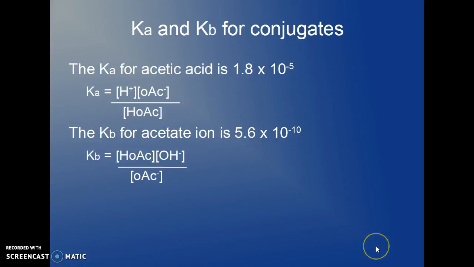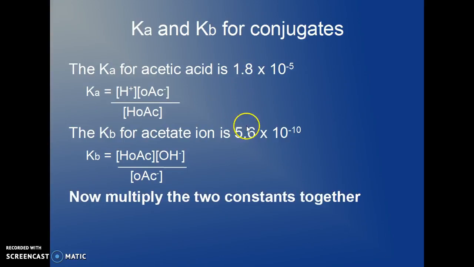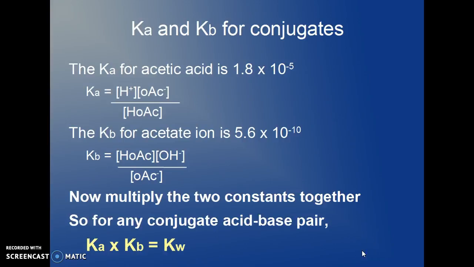Now let's do something. Just take a moment with your calculator and multiply these two constants together, and then turn the video back on. The product, of course, is 1 times 10 to the negative 14th. That's Kw. That's the equilibrium constant for the breakup of the water molecule into hydrogen ions and hydroxide ions. So we can actually generalize and say for any conjugate acid-base pair, like acetic acid acetate, Ka times Kb is equal to Kw.